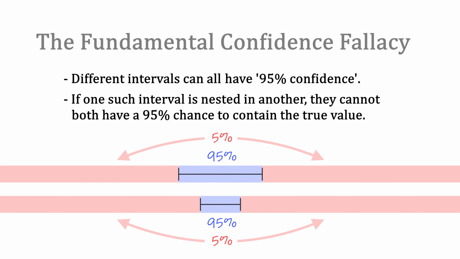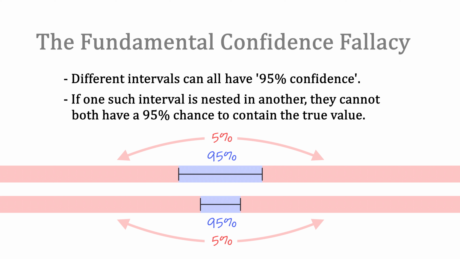If there are two such intervals, one narrow, one wider, then obviously they cannot both have a 95% chance to contain the true value. Now, you might be thinking, that doesn't make any sense. Clearly there must be one correct way to compute the interval, and the others are just wrong. But in their paper, Morey and his colleagues show 5 different valid procedures, all of which have the long-run property of being right x% of the time.